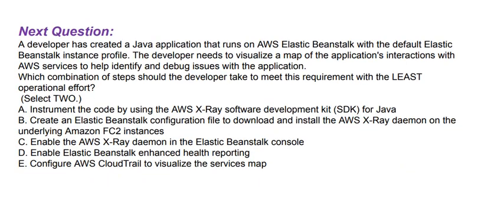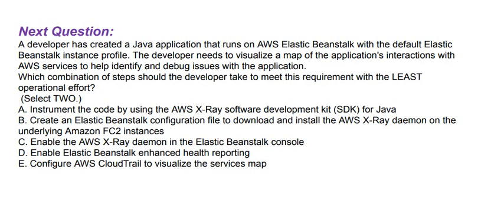Next question is: a developer has created a Java application that runs on AWS Elastic Beanstalk with the default Elastic Beanstalk instance profile. The developer needs to visualize a map of the application's interactions with AWS services to help identify and debug issues with the application. Which combination of steps should the developer take to meet this requirement with the least operational effort? Select two options.